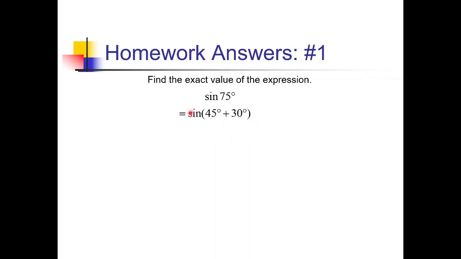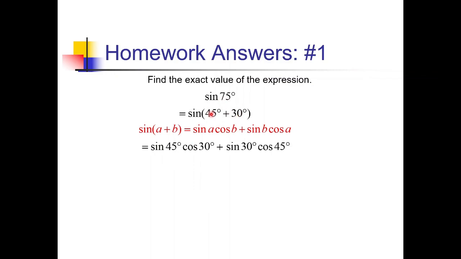So the angle sum formula for sine is sine of A times cosine of B plus sine of B times cosine of A. So plugging all that in, we've got sine of 45 times cosine of 30 plus sine of 30 times cosine of 45. And now just evaluating each of these individually, these are all special angles now.